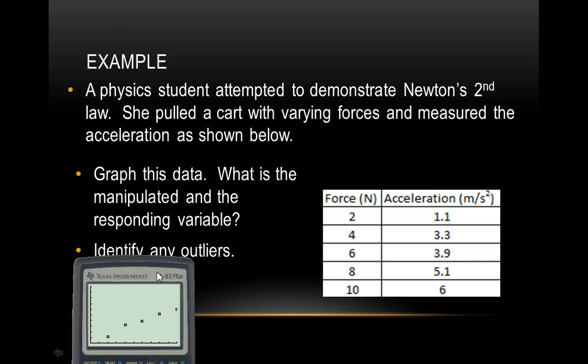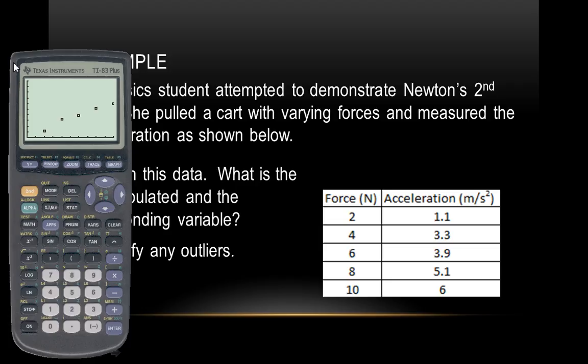So identify any outliers. Which one of those do you think is an outlier? I think at the 4 newtons it might be a bit of an outlier. I think it should be this second box. Do you think it should be a little bit lower? So maybe there was some human error in that situation. But does it look like a line of best fit would approximate that data? So how the heck am I going to get a line of best fit in there?